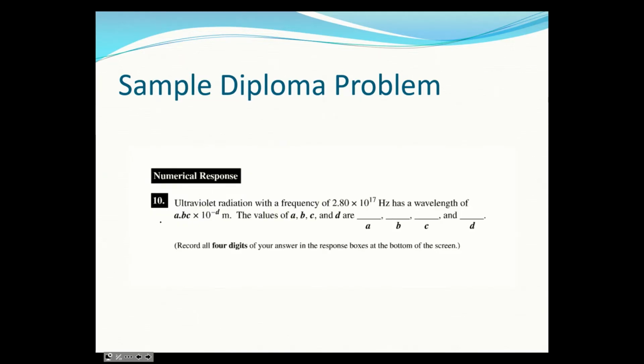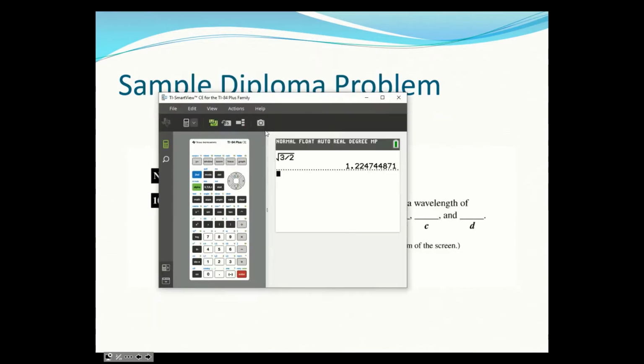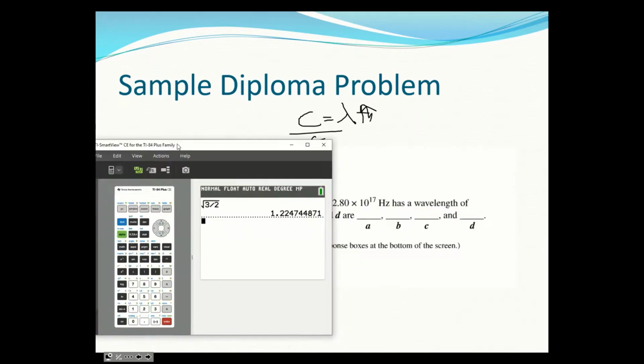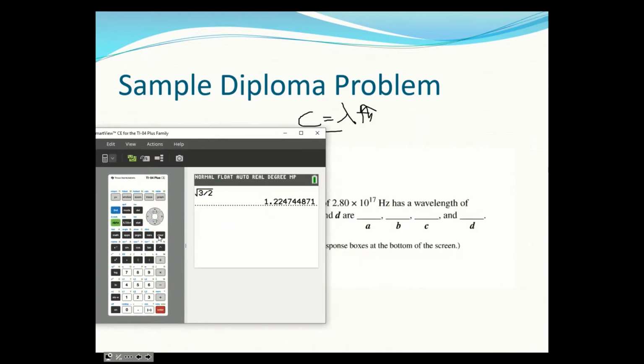Ultraviolet radiation with a frequency of that has a wavelength of that. So ultraviolet is part of the electromagnetic spectrum, so it travels at the speed of light. So we've got to use c equals lambda f, and we are trying to find a wavelength. So we go c divided by f. So all we need to do is take the speed of light, which is 3 times 10 to the 8, and divide it by our frequency, which is 2.8 times 10 to the 17, and we get this as our answer.